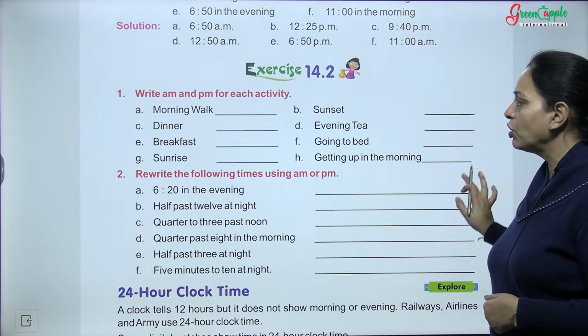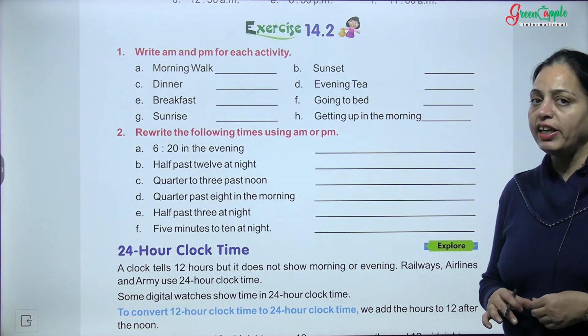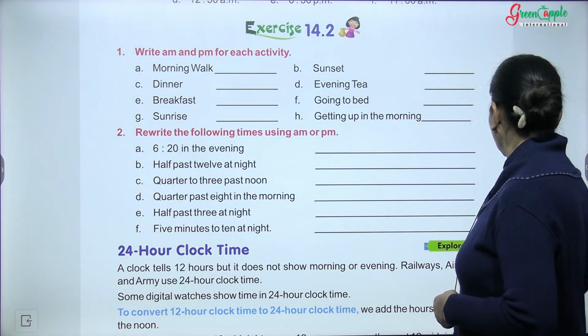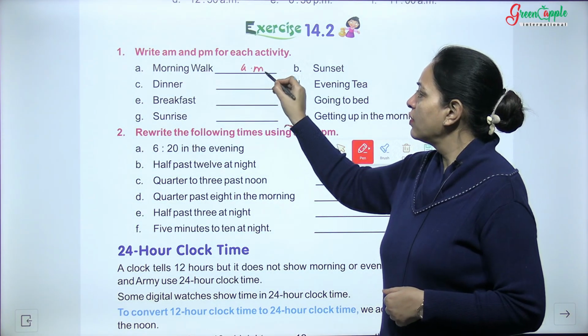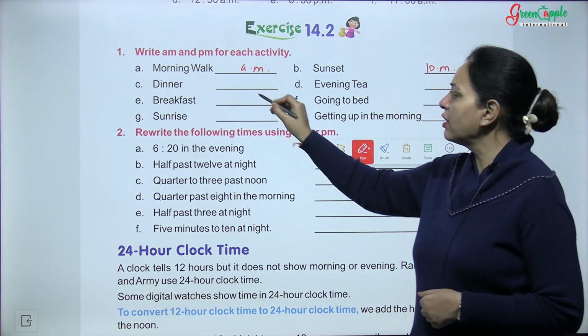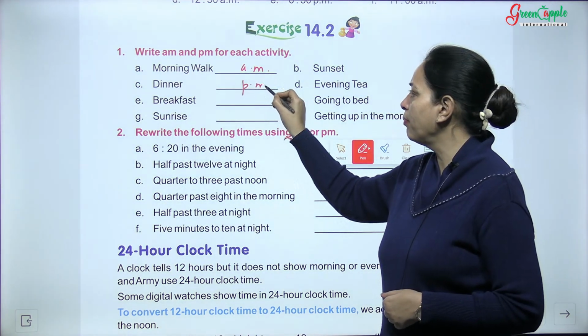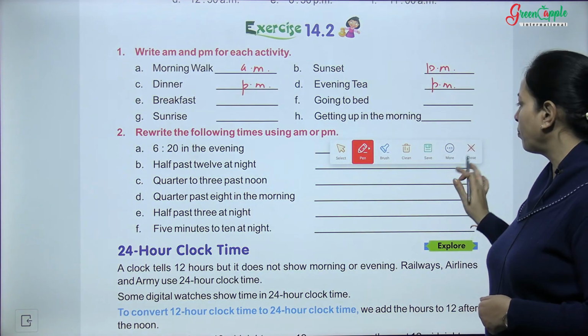Now exercise 14.2, question number 1, write AM or PM for each activity. A part, morning walk. Morning walk means AM. Sunset, evening, PM. Dinner, night, PM. Evening tea, PM. So like this, you can complete it.